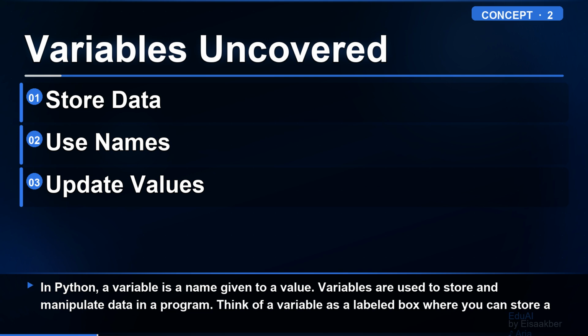Variables are a fundamental concept in programming, and understanding how to use them is crucial to becoming a proficient programmer. As you learn more about variables, you will see how they can be used to build complex programs and solve real-world problems. What kind of data do you think you might want to store in a variable?